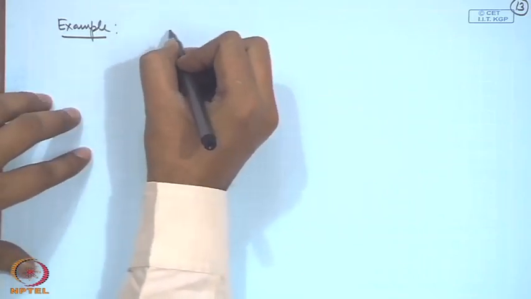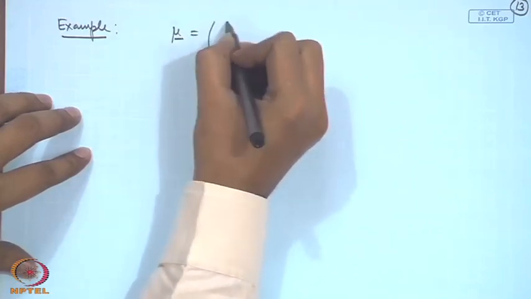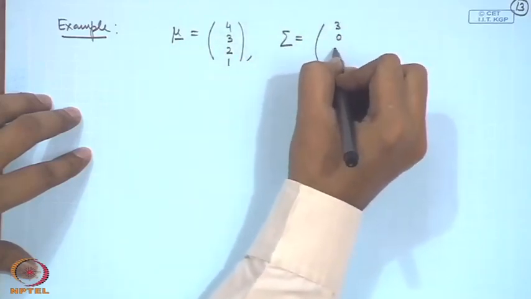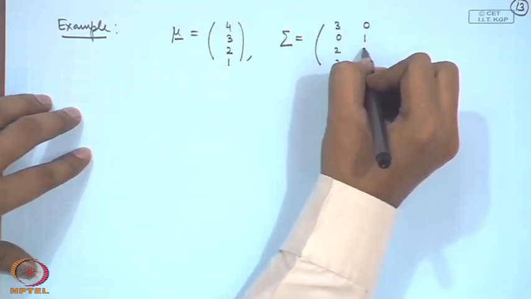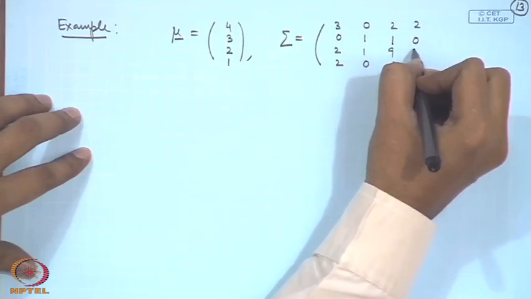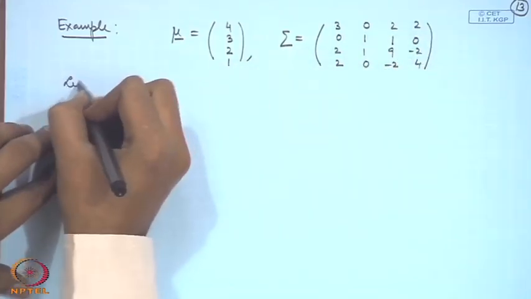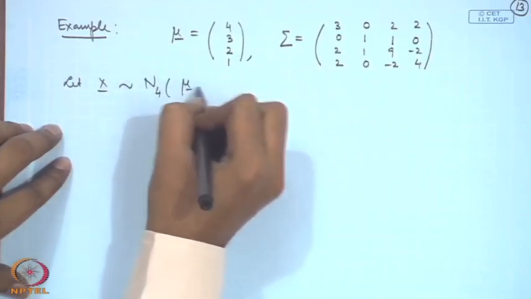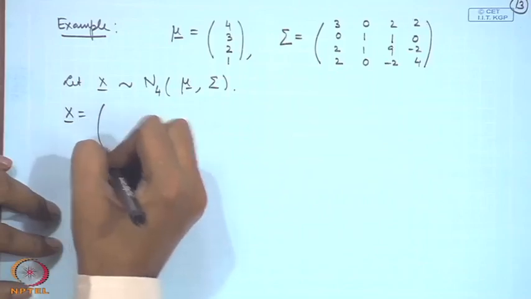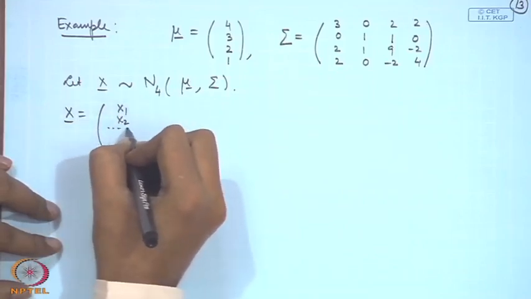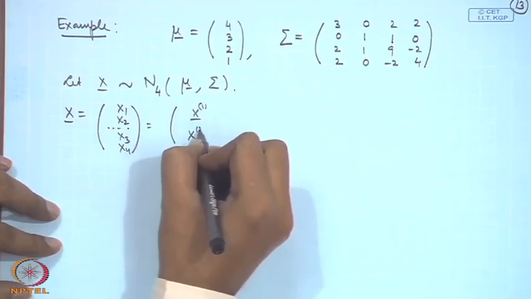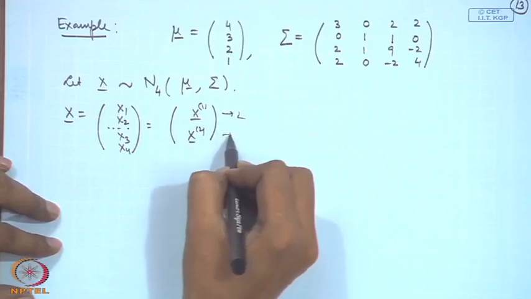So, let us consider, say, mu is equal to 4 3 2 1, and I consider sigma as 3 0 2 2, 0 1 1 0, 2 1 9 minus 2, 2 0 minus 2 4. So, let us take, say, x following N 4 (mu, sigma). Let us consider some partitioning of this, say it is equal to x 1, x 2, x 3, x 4, which I am actually writing as, say, x 1 and x 2. Okay. This is 2 dimensional and this is 2 dimensional here.